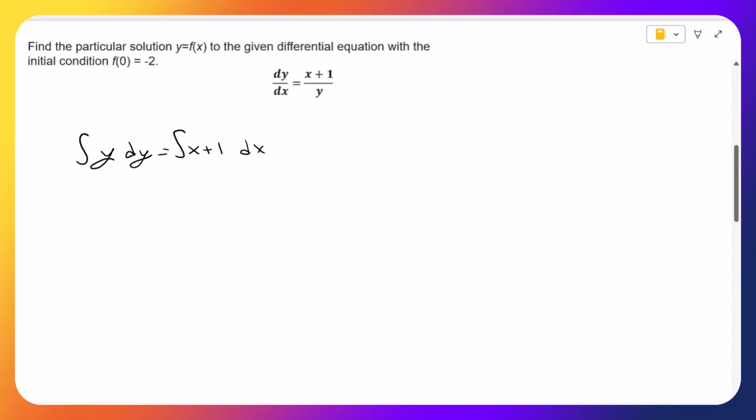What is the antiderivative of y? That's 1/2 y squared. What is the antiderivative of x plus 1? That's 1/2 x squared plus x plus c. And this is where we have two methods that we can go from here. They should give us the same answer.